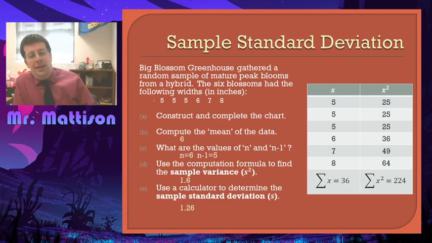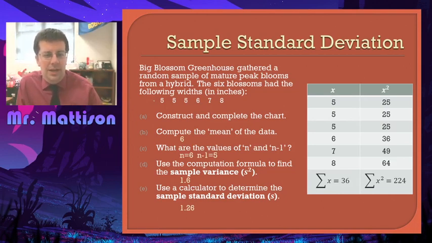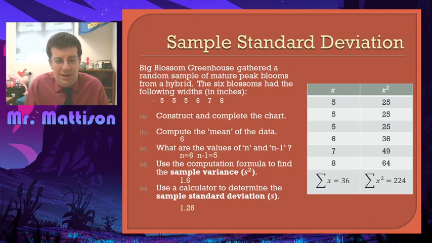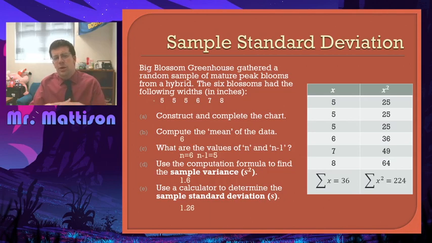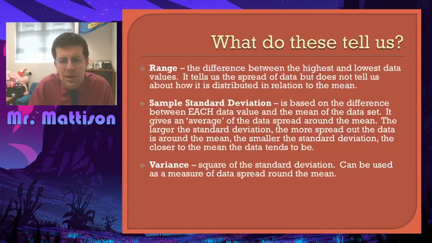Okay, so you should end up getting this. We get a mean of 6, and then we get an n minus 1 value of 5 because the n is 6. So then if we calculate the sample variance, which is the s squared, we get 1.6. If we square root that to get our standard deviation, we get about 1.26. So that is effectively what you should be getting for that one.